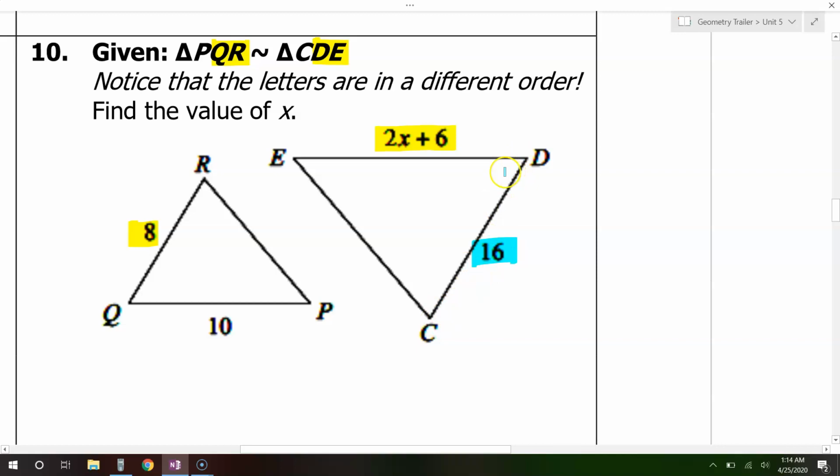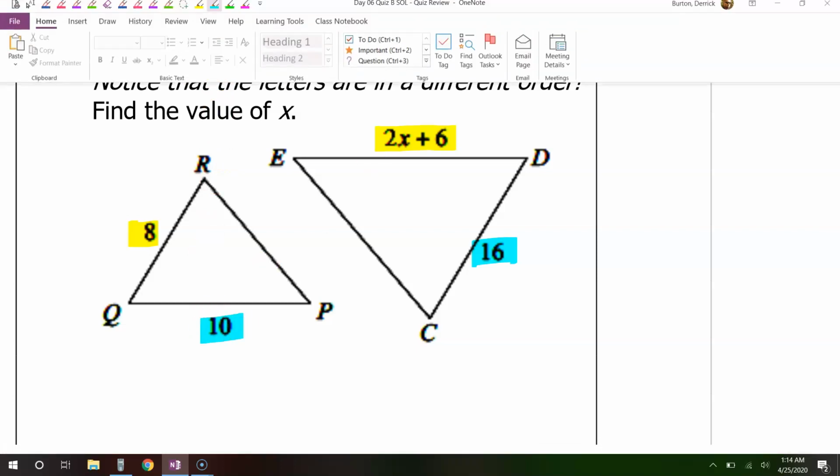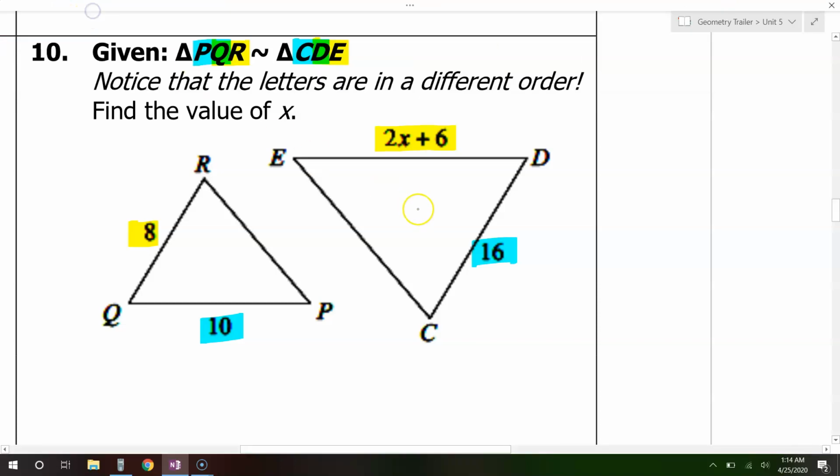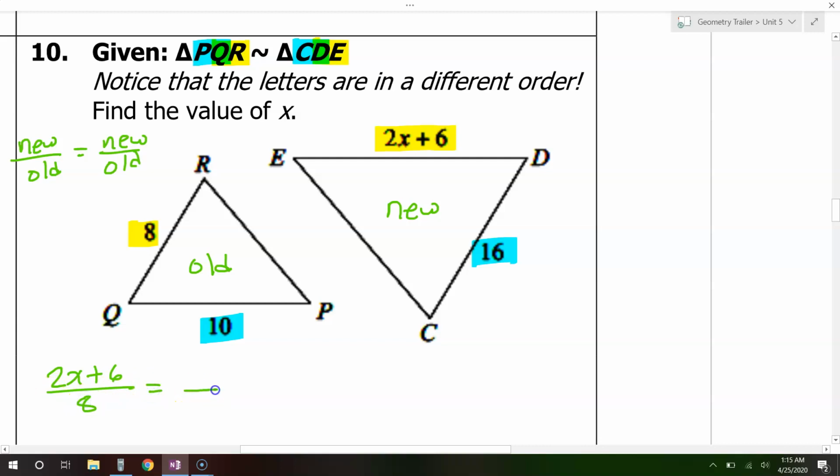This is CD, which is the first 2 letters. So that corresponds with PQ, which is right here. All right, new, old. So we will write our equation in the form new over old is equal to new over old. Looking at the yellows, new over old will be 2x plus 6 over 8. Looking at the blues, new over old will be 16 over 10.